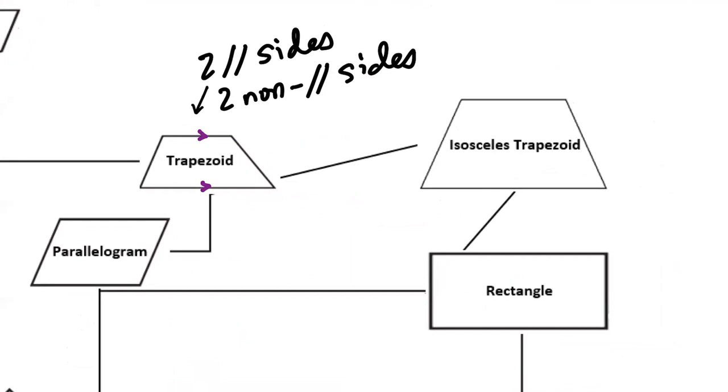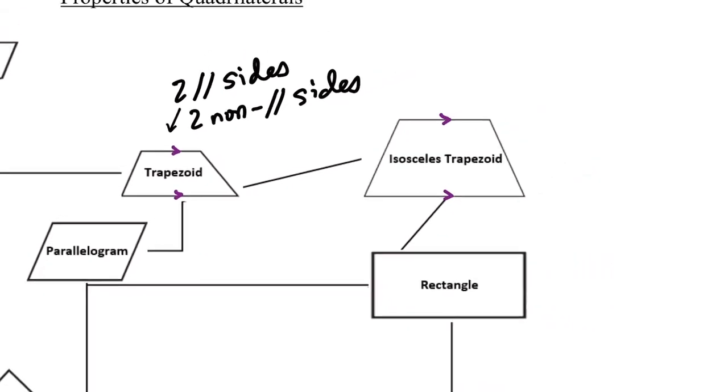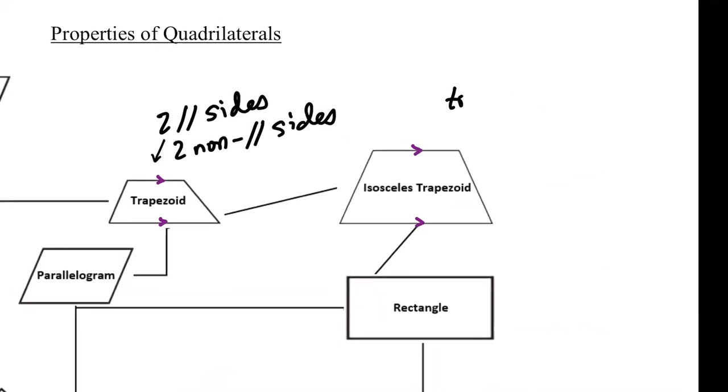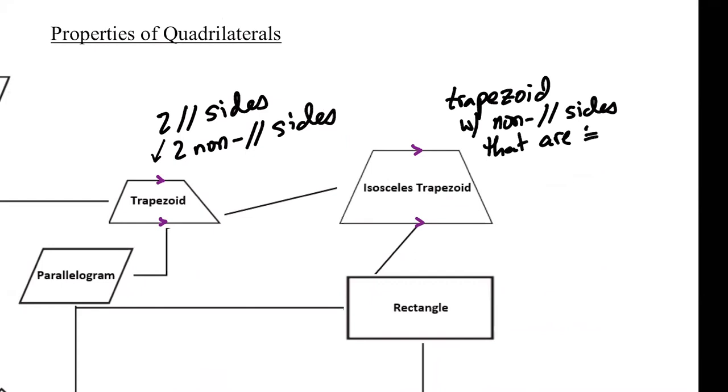Because when I get to an isosceles trapezoid, I see I have my 2 parallel sides and 2 non-parallel sides, absolutely. But what makes it an isosceles trapezoid is that it's a trapezoid with non-parallel sides that are congruent. So they're congruent to one another. Geometrically, they're equivalent in length. And again, we just use a little tick mark to indicate 2 sides are considered to be congruent to one another.